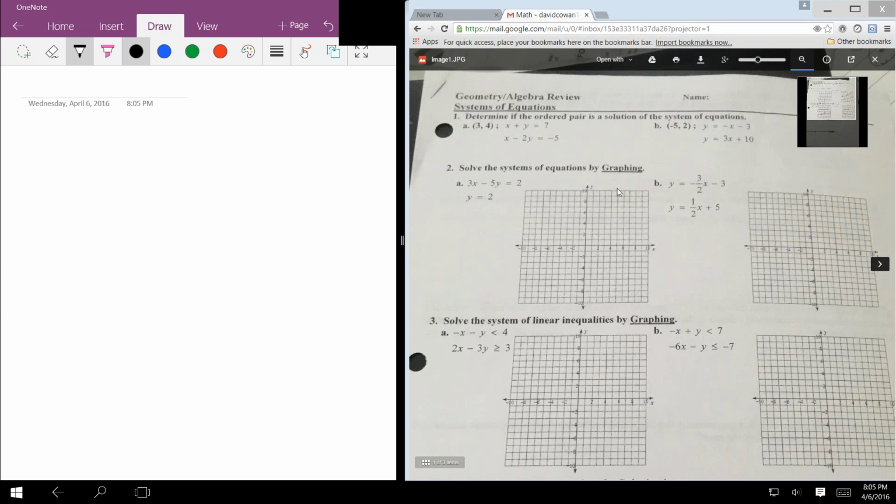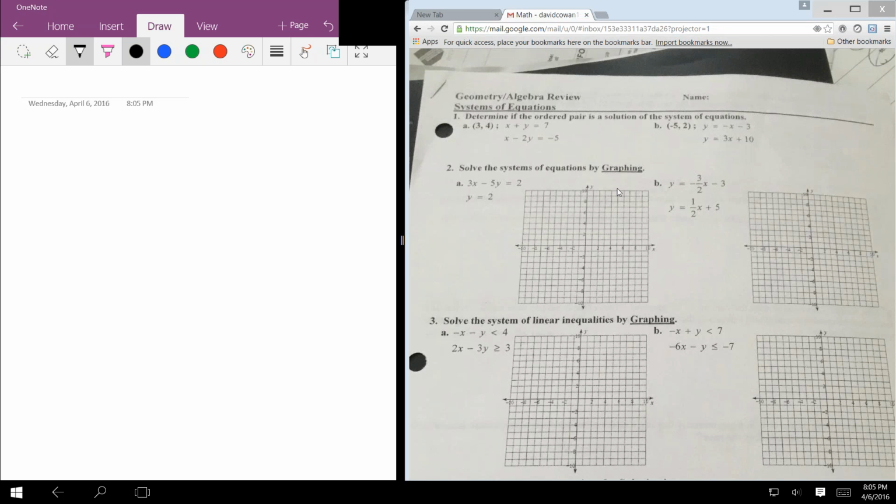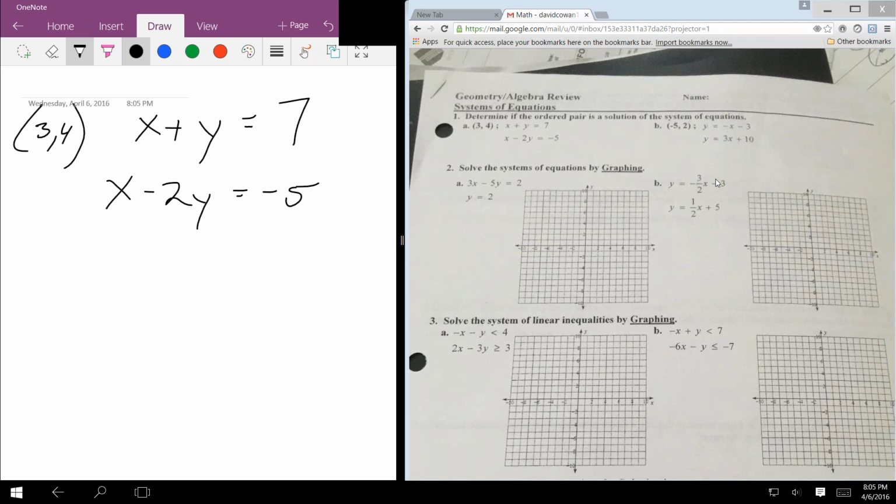So let's go to these problems over here. Determine if the ordered pair is a solution to the system of equations. The two equations are these. First of all, how do we figure out whether the point (3, 4) is a solution to those two equations? For the first one, you just replace x with 3 and y with 4. So 4 plus 3 is equal to 7, that works. Now we need to see if it works for the second one also. That one would be 3 minus 8, which is -5. So they both work.